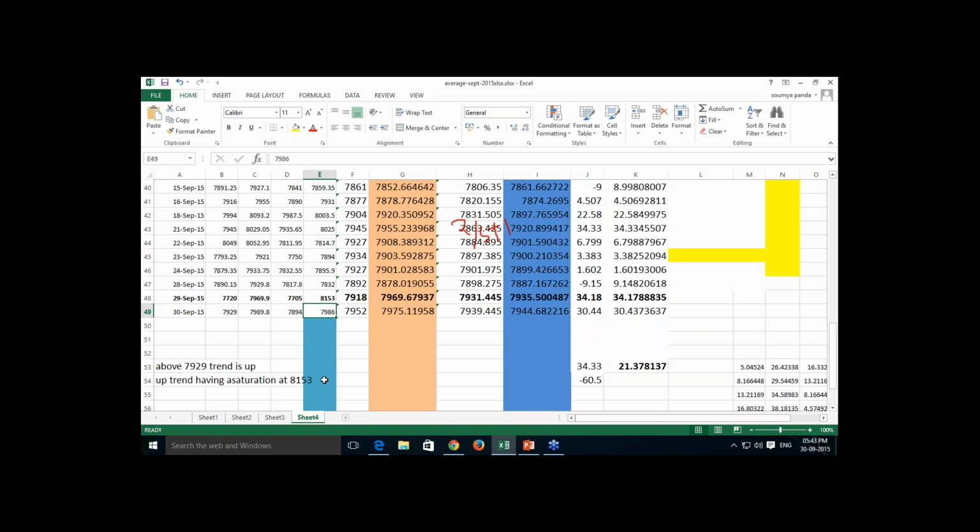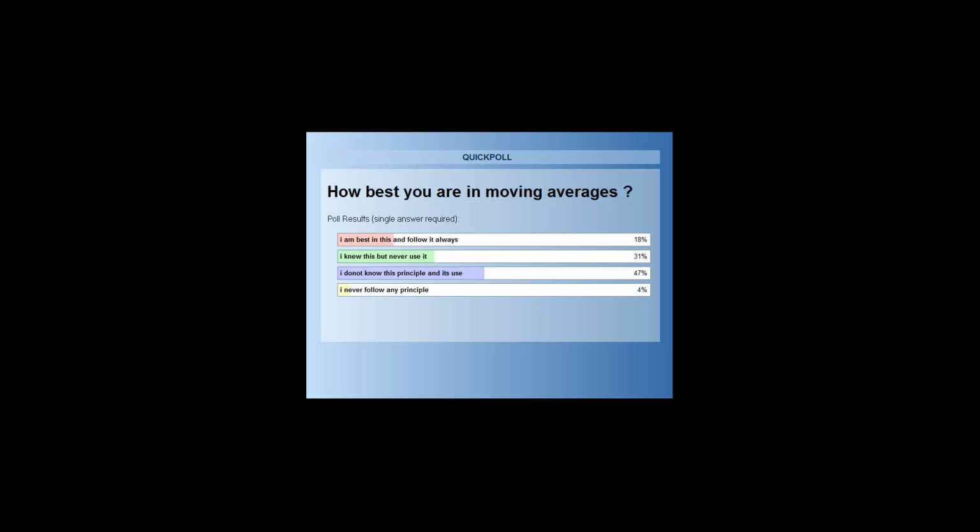Now if you do this and find out this information about your trend, uptrend and downtrend, but I never use it. 47% of the people say that they do not know this principle and it's used. And 18% of people are only saying that they knew these things. And 4% of people say that they never follow any of this principle.